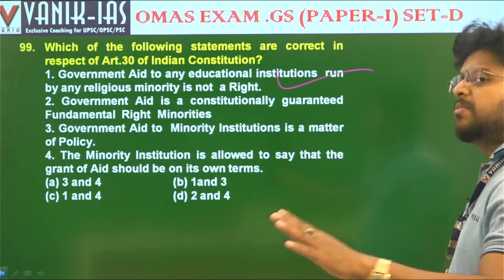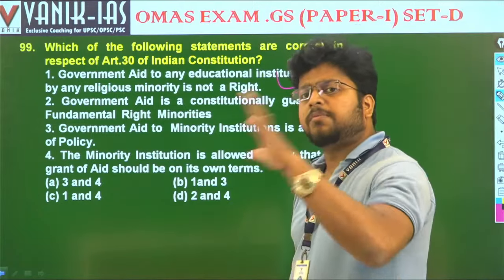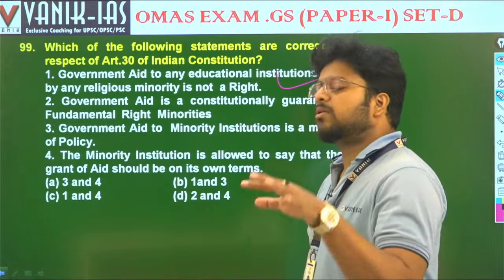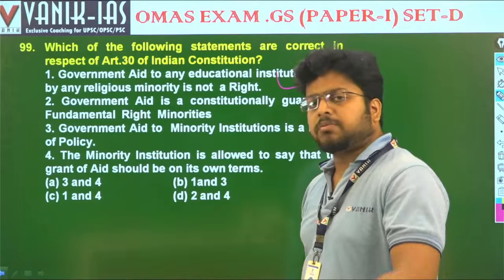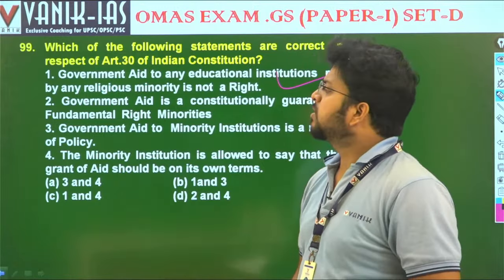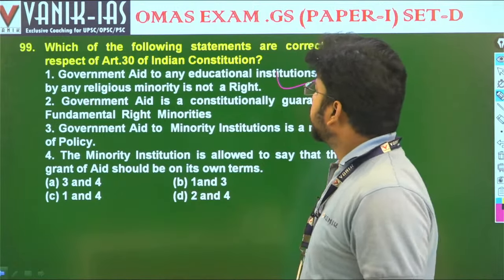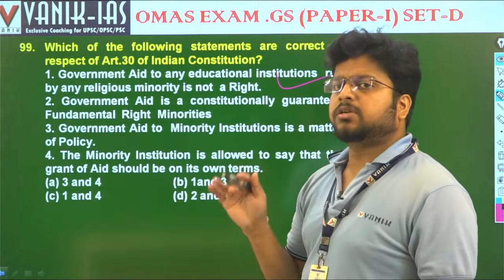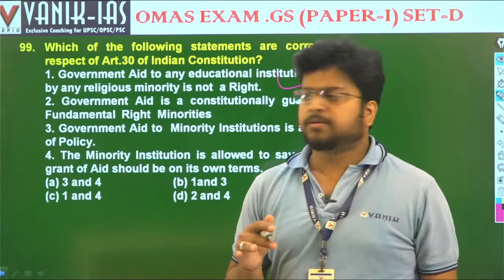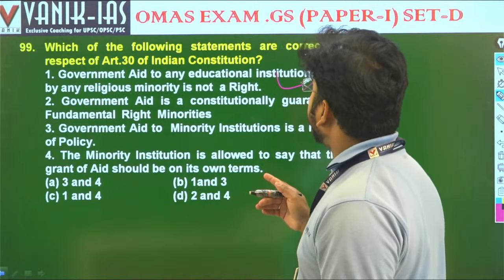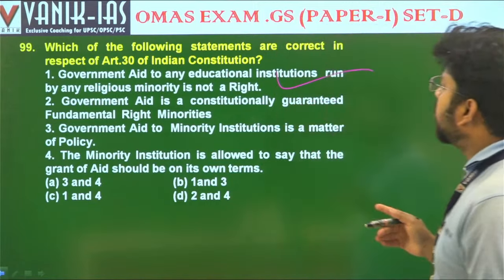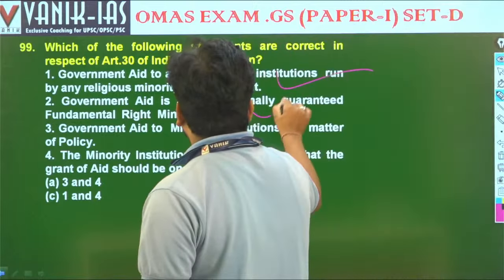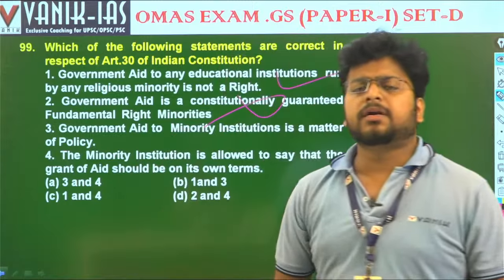Right means it is your demand. That means any religious institution will demand that I have the right to take money from the government. No. Government will realize that, to increase the education standards of religious institutions, then they can provide a certain amount. This is not a right. Next is, it is completely an administrative decision. It is completely a budgetary decision. The government aid is a constitutionally guaranteed fundamental right. No, minorities, no. Government aid can never be a fundamental right.